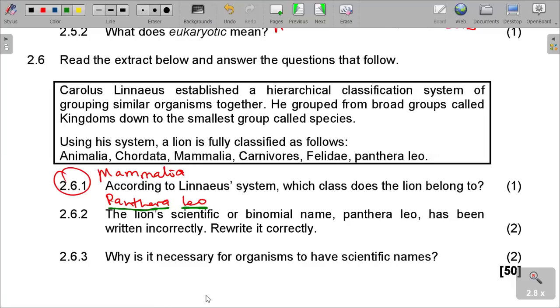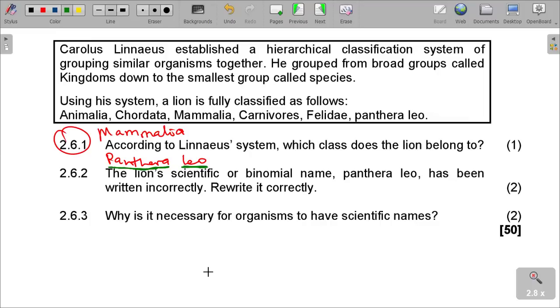Number 6. Why is it necessary for organisms to have scientific names? Why should organisms have scientific names? Actually, the names help to avoid confusion. To avoid confusion, that is very correct. Organisms should have names to avoid confusion.